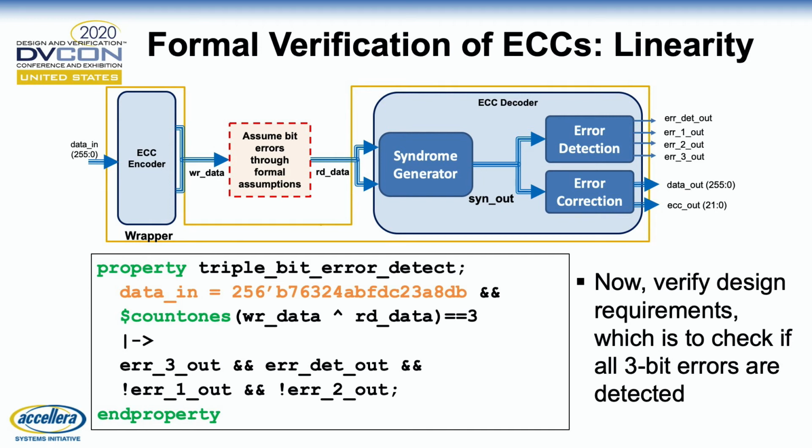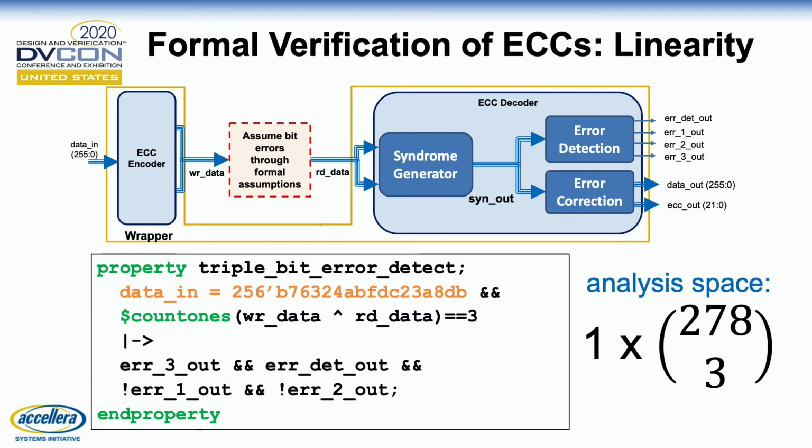Now as you can see, because the data input is fixed to a certain value, the tool cannot play with this input anymore. Now what is the analysis space? The analysis space is 1 multiplied by all 3-bit error combination in a vector of 278 bits. And compared to what we had before, which was 2 to the power 256 multiplied by this value, is basically 1 multiplied by this value now.